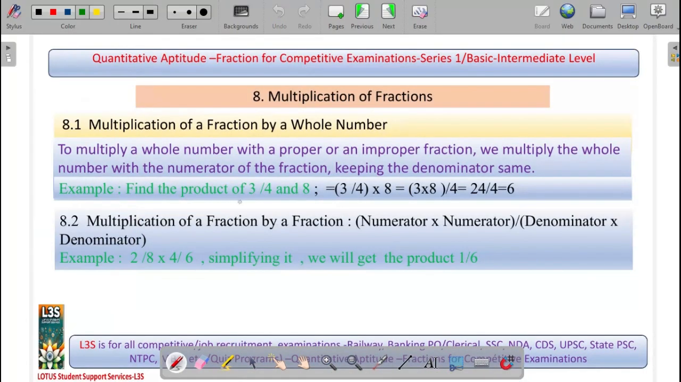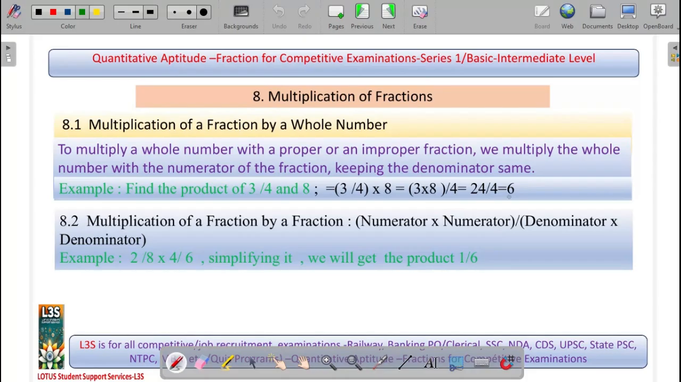Now let's see multiplication of fractions. Multiplication of a fraction by a whole number. To multiply a whole number with a proper or improper fraction, we multiply the whole number with the numerator of the fraction, keeping the denominator the same. Find the product of 3 by 4 and 8. In this case, 3 by 4 into 8. So we have to multiply the whole number into the numerator. So that 3 into 8 divided by 4, 24 by 4, that will be 6.